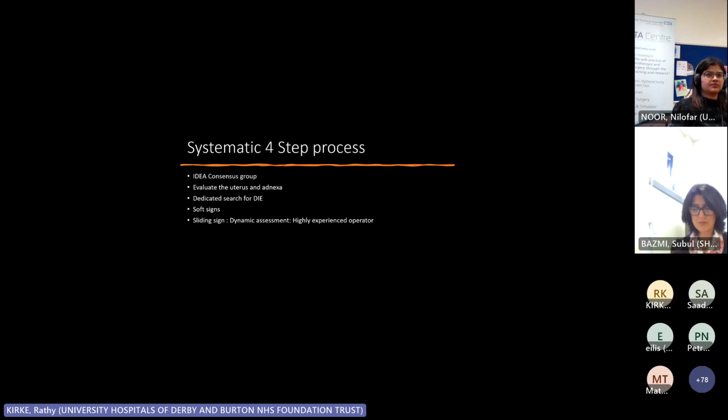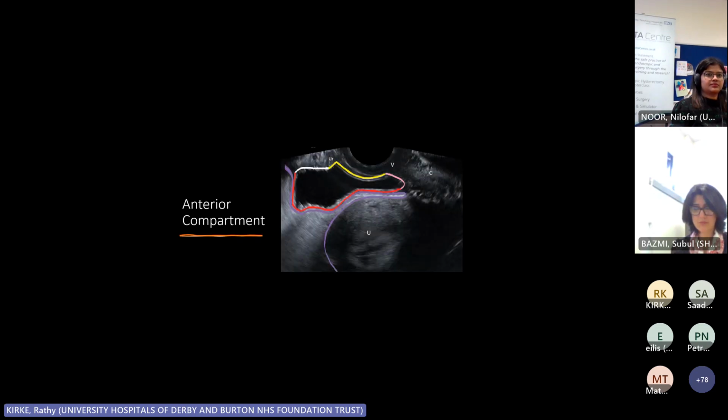Now, what I really like about ultrasound personally is you can do a really dynamic assessment with ultrasound. You can move the probe into the pouch of Douglas, into the anterior compartment. You can put your hand on the patient's belly, move it around, and just see how the pelvis moves. You get a really good feel, just like what the gynecologists do.